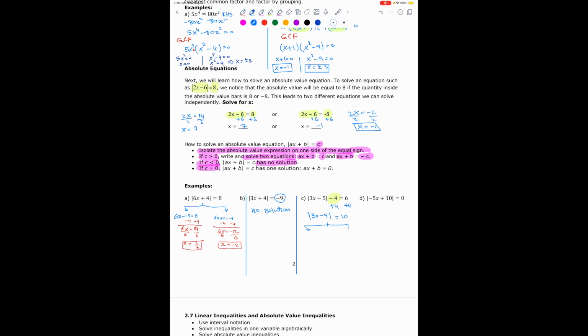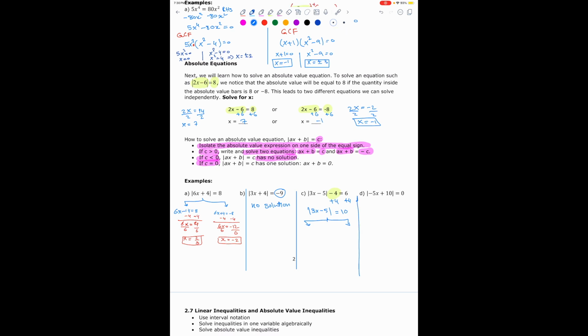Now we can split it into two equations and solve each one individually. So we will have 3x minus 5 equals 10, or 3x minus 5 equals -10. I'll let you do the rest of the steps.